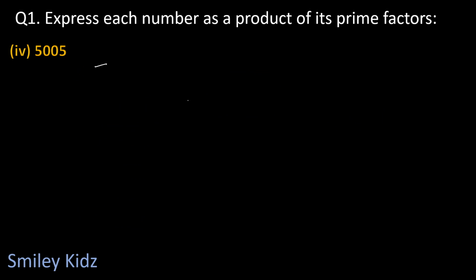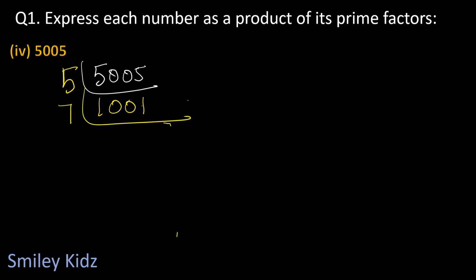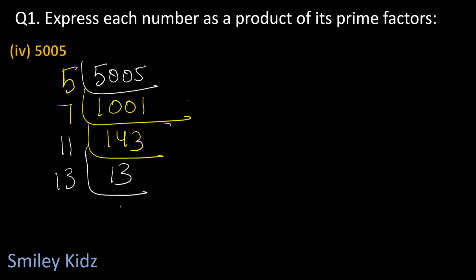Now we have 5005. The prime factors will be, now we have 5 times 1001, and then we have 7 times 143, and then we have 143, which is divisible by 11, right? So 11 times 13 and 13 times 1, isn't it? So the prime factorization of 5005 is 5 times 7 times 11 times 13.